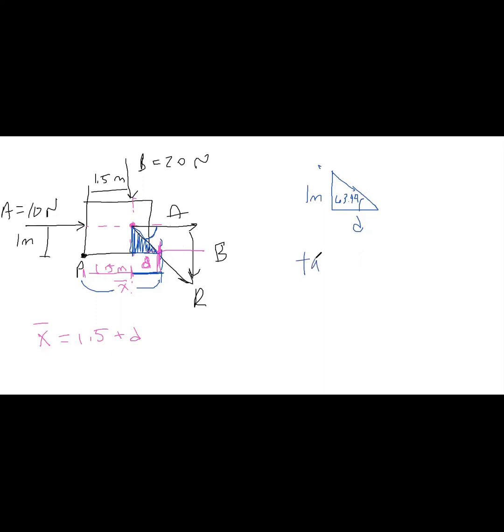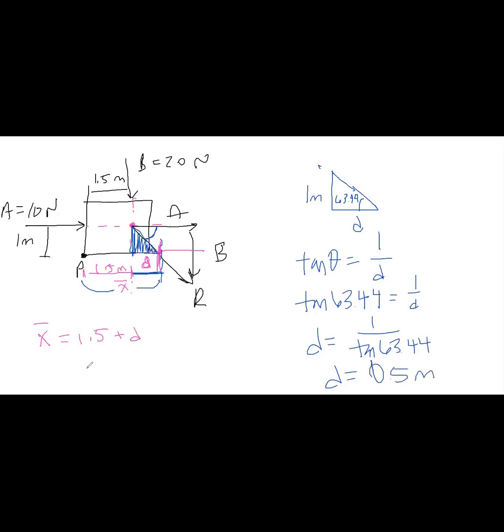So to find D, we can say tangent of theta is 1 over D, or the tangent of 63.44 equals 1 over D. D equals 1 over the tangent of 63.44, which is a half. So we come over here and say X bar equals 1.5 plus 0.5, 2 meters. That's how far R is away from our axis. And that's how you do a line of action problem. First you find the resultant, then you find the distance based on that triangle.